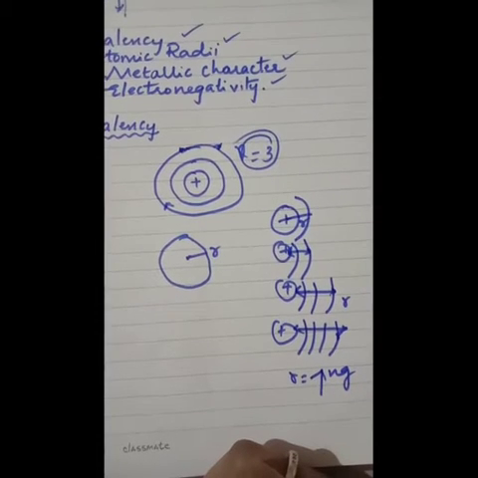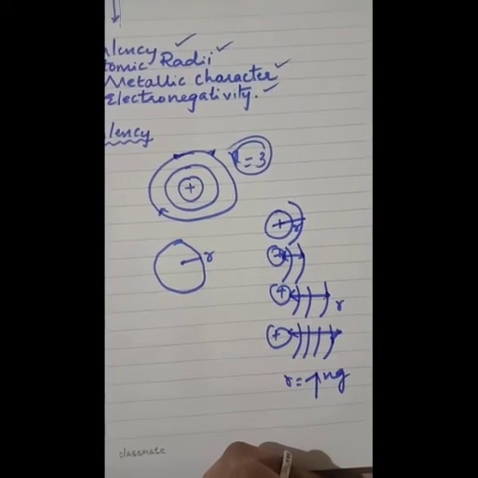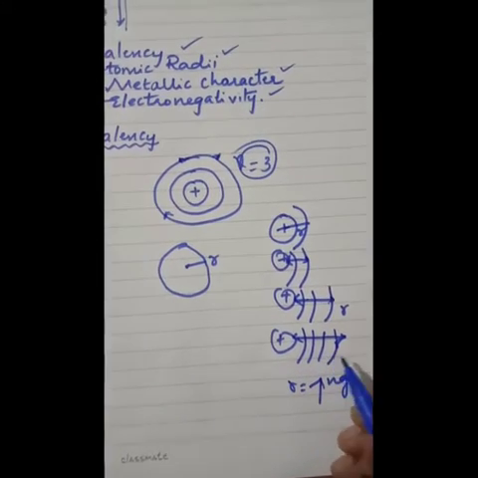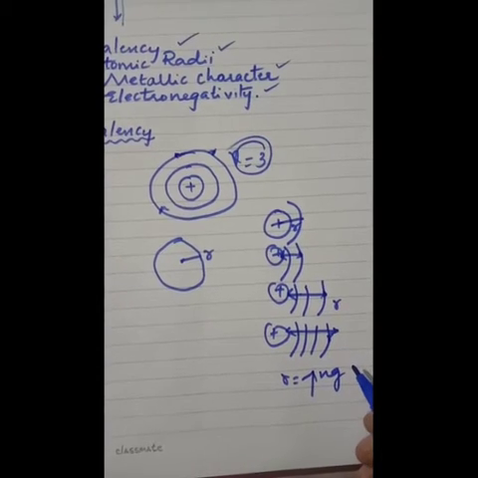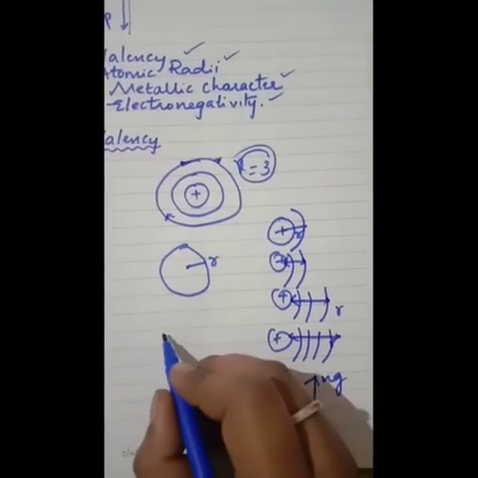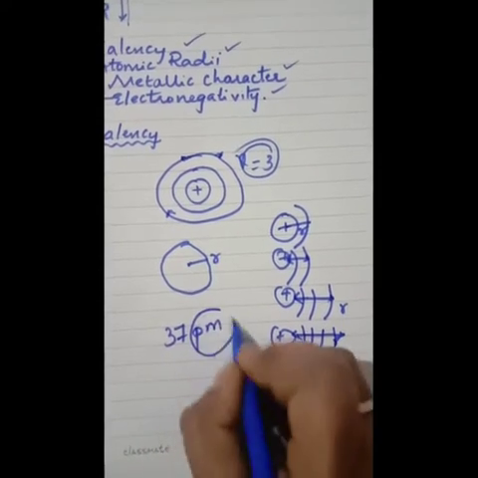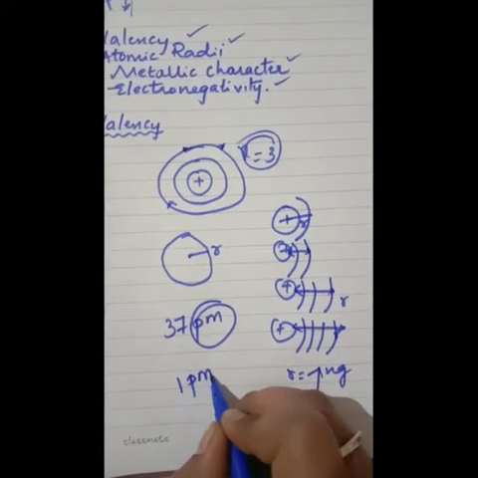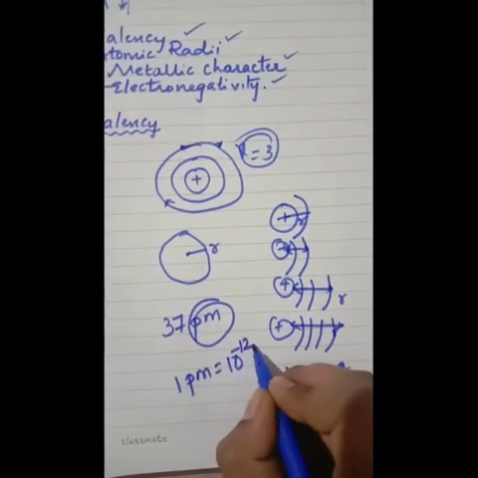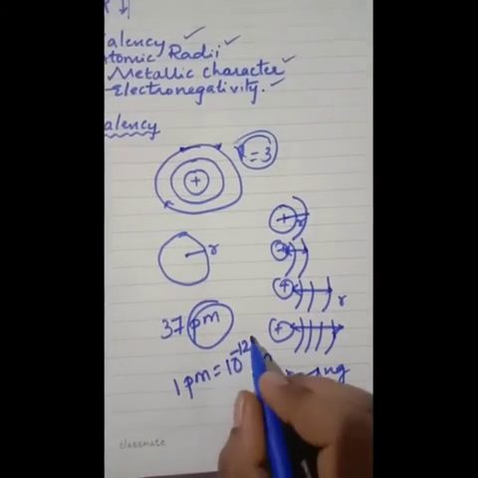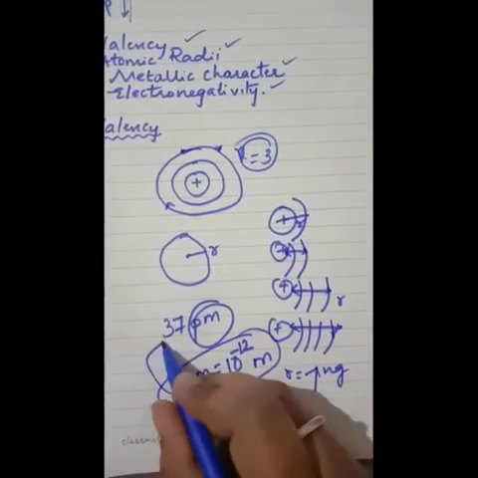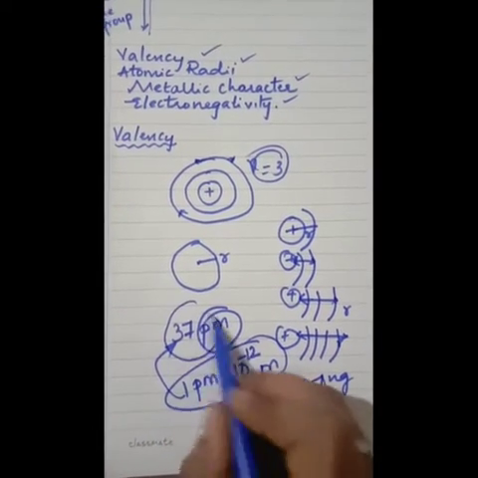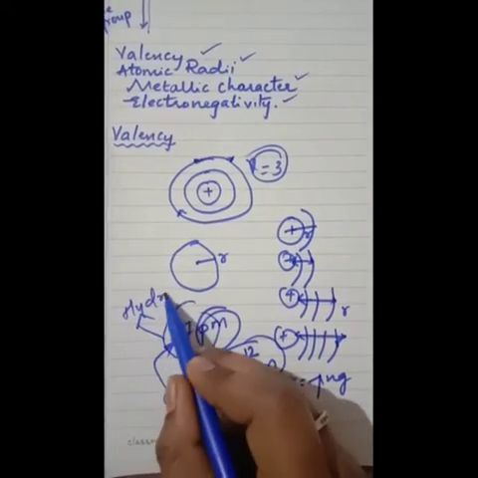Okay, so the atomic size may be visualized as the distance between the center of the nucleus and the outermost shell of an isolated atom. The atomic radius of a hydrogen atom is 37 pm. The unit is picometer. 1 pm is equal to 10 to the power minus 12 meter. Imagine how small 37 pm would be. So this is the atomic size of the hydrogen element.